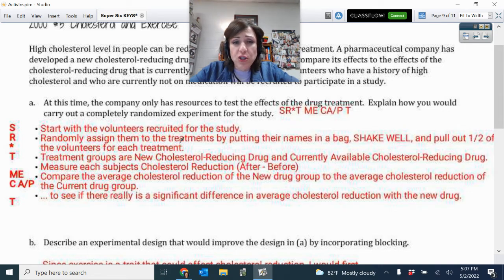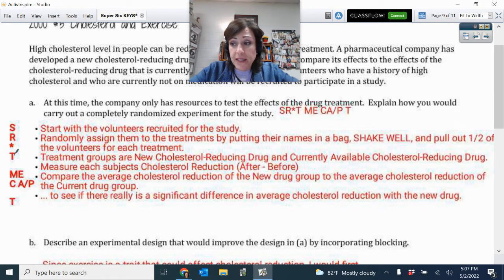So randomly assign them to the treatments by, and now here's the asterisk, shake your bag up. So shake them by putting the names in a bag. Shake well and pull out. I don't know how many volunteers, so I'm saying half of the volunteers for each treatment.